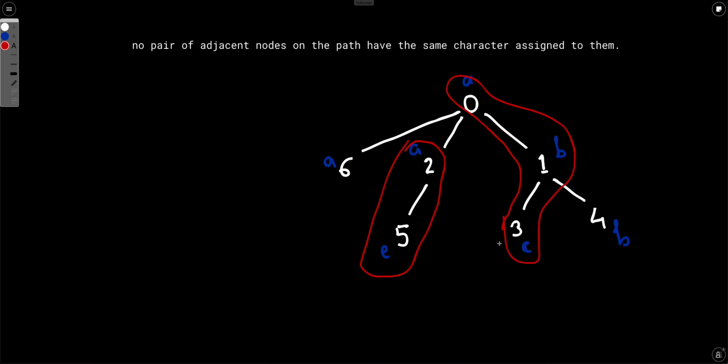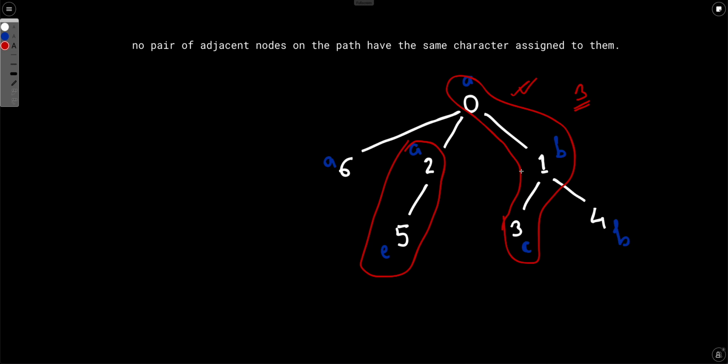So what you have to do is find the longest valid path, where a valid path is defined by no pair of adjacent nodes having the same character assigned to them. So hope the question is clear. In this particular case, the answer will be 3. We can't find any valid path of length greater than 3. So basically in this case the answer is 3.